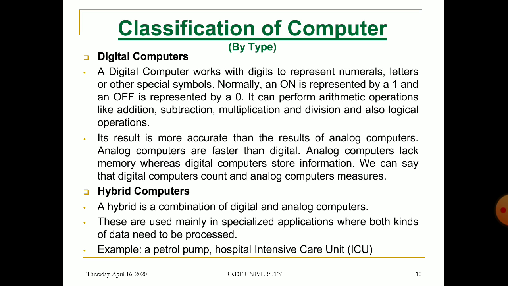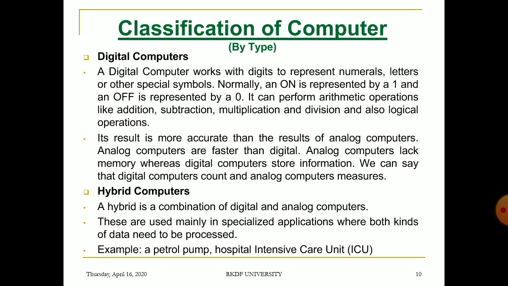Now last is hybrid computer. A hybrid is a combination of a digital and analog computer. It combines the best features of both type of computers. That is, it has the speed of analog computer and the memory and accuracy of a digital computer. Hybrid computers are used mainly in specialized applications where both kind of data need to be processed. Therefore, they help the user to process both continuous and discrete data.